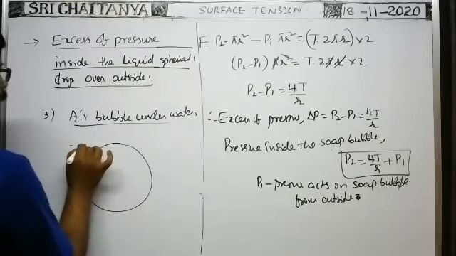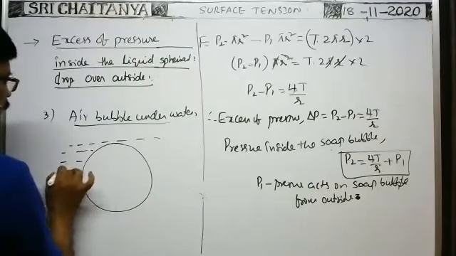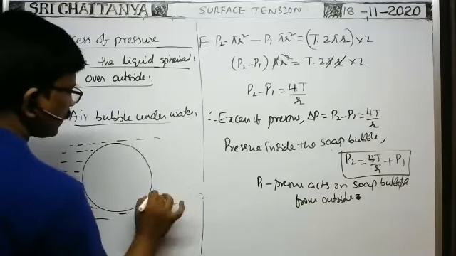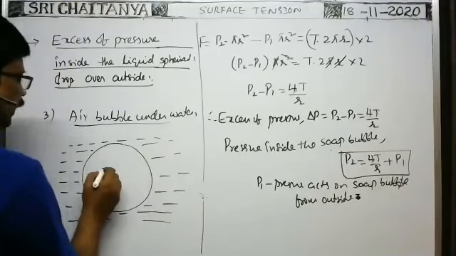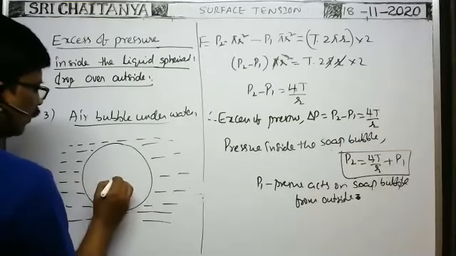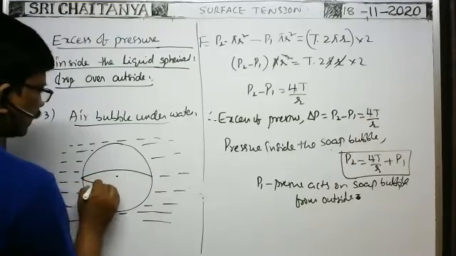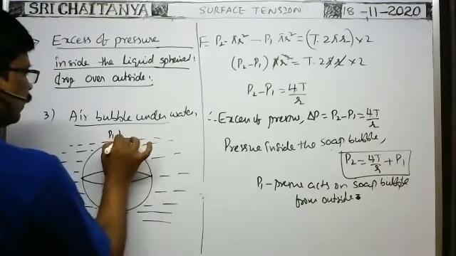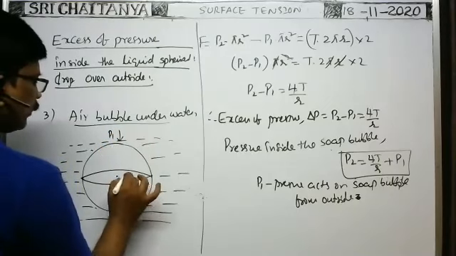Here, even though it is an air bubble, on the outer surface the liquid is there. Only one free surface is there. That's why, because the pressure outside is P1 and the pressure inside is P2.